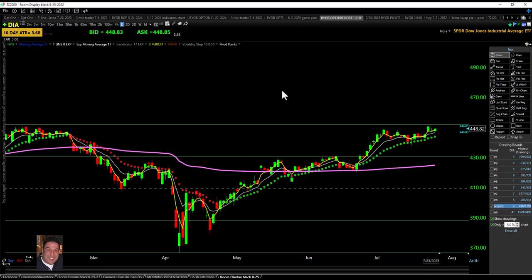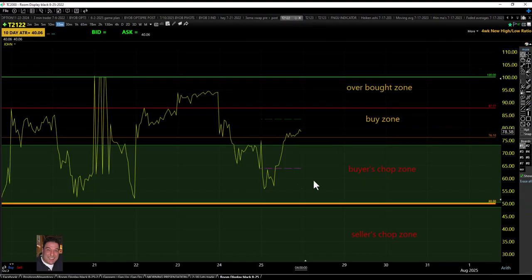All right, let's take a look at technicals. Come on over here to T2122. All right, we spent most of the day inside the buyer's chop zone. Notice we didn't take out this low down here on the 15-minute chart, so that's bullish right there. And then at the end of the day, we rallied up to finish the rest of the day in the buy zone. So I would look for more of this tomorrow. More time in the buy zone and maybe the top of the buyer's chop zone.